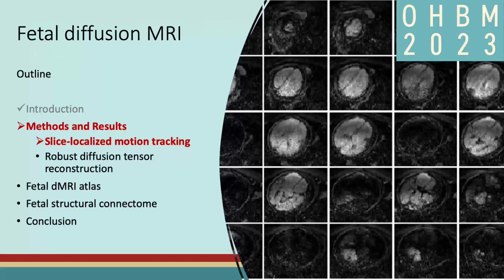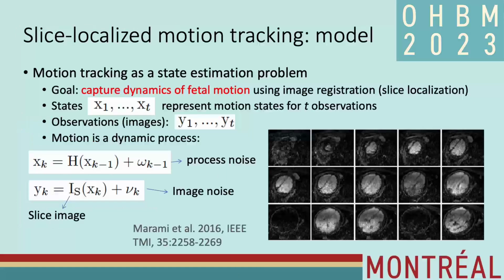With that introduction, I will talk about our methods and results. As mentioned before, motion is the most important challenge in fetal MRI. So we start by addressing that. Our fastest DMRI scans take about 1 minute with about 3 seconds per volume. Fetuses move near continuously during the MRI acquisitions.